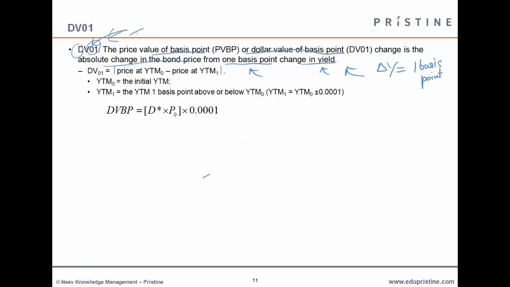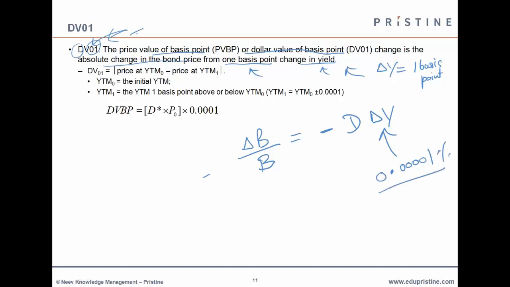So in my formula, where I say percentage change in price is equal to minus D delta y, now I am saying I have fixed it to be 1 basis point, which is 4 zeros and 1. Remember this much percentage, 1 basis point. Now the question is, what is the absolute change in bond price? The change in the bond price, DVBP, for 1 basis point change is nothing but minus D into 0.0001 into the price.